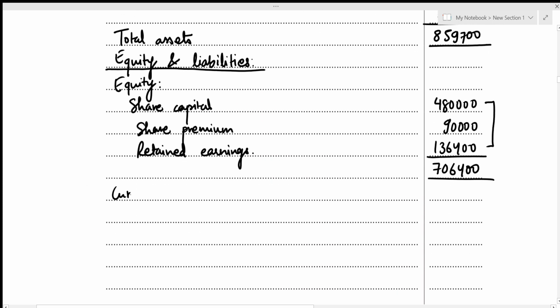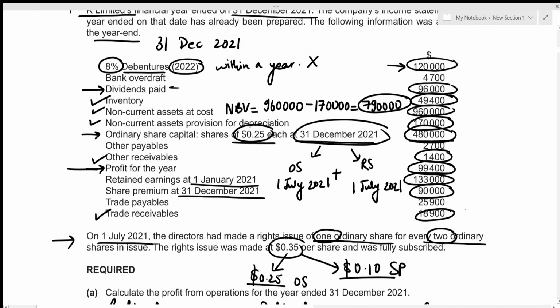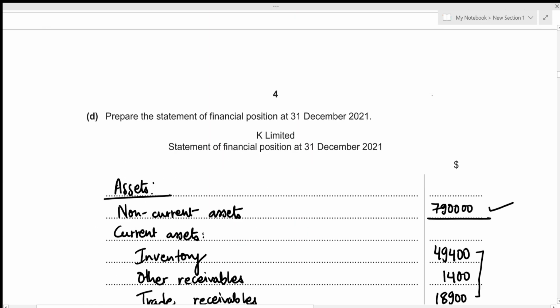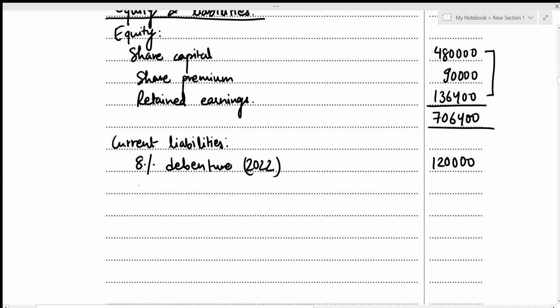So we have current liabilities. And the first one is 8% debenture, which is to be repaid in the year 2022, amounting to 120,000. Let's have a look above. Okay, we already recorded this. The next one is bank overdraft, which is again a current liability, and this amounted to 4,700. Let's record this. So we have bank overdraft with the value of 4,700.